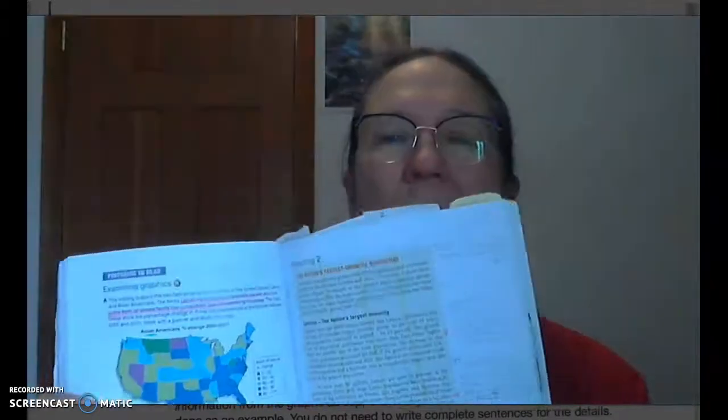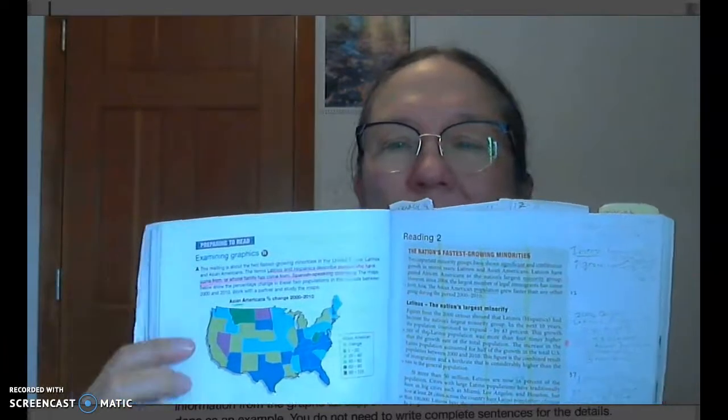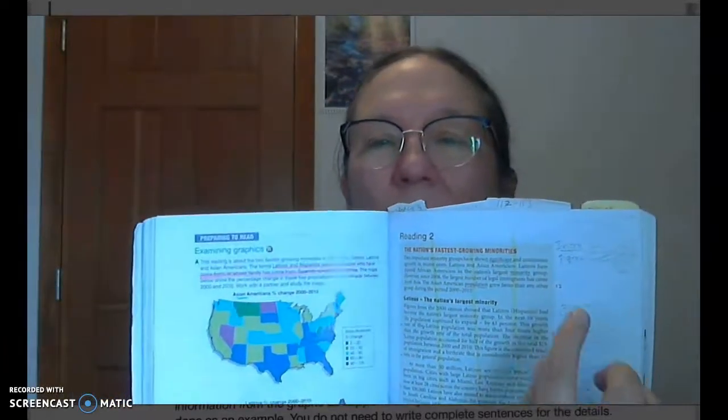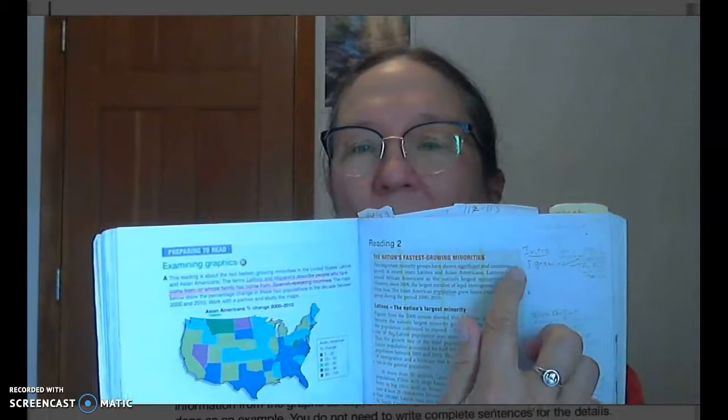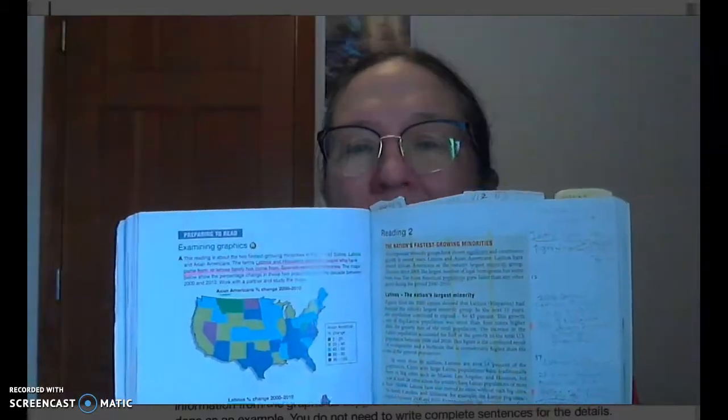Those all go together. So let's start by turning to the reading that we have been studying and numbering the paragraphs. That's the first step. So over here we have the nation's fastest growing minorities, and this is paragraph 1, 2, 3, and on the next page, paragraphs 4 and 5. Okay, so you're going to number those paragraphs, and then we're going to do page 88.